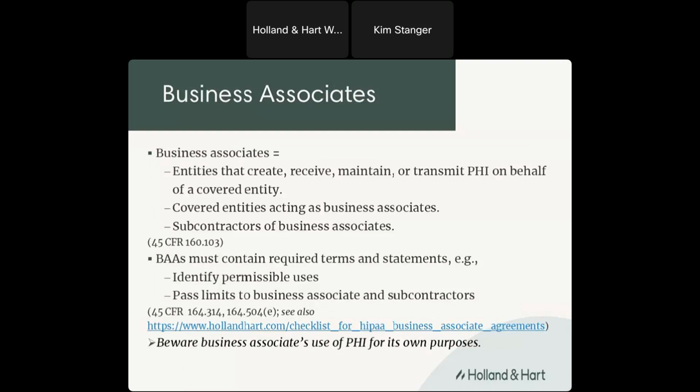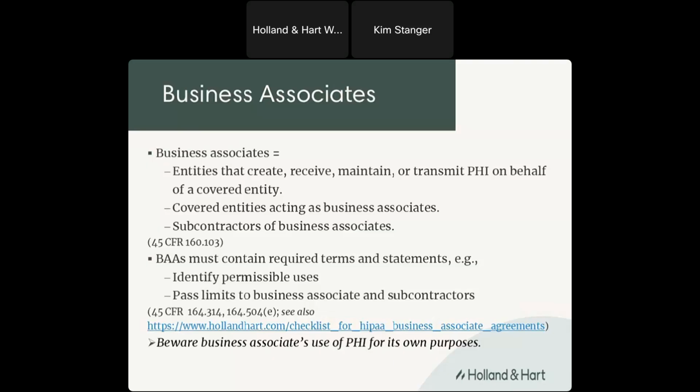The first question is, well, okay, who are business associates? Business associates are those entities that create, receive, maintain, or transmit protected health information on behalf of the covered entity to perform a function for the covered entity. If you're contracting with another entity to do something with your information on your behalf, then chances are that's going to be a business associate and you're going to need a business associate agreement.